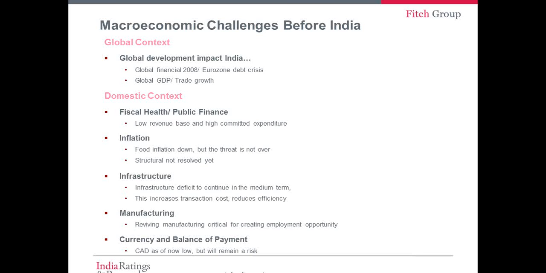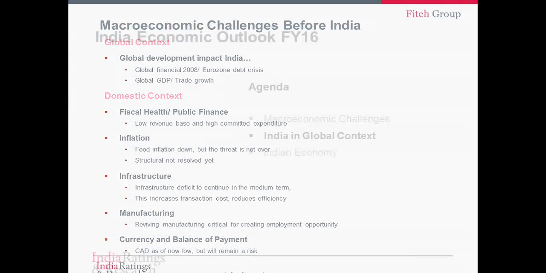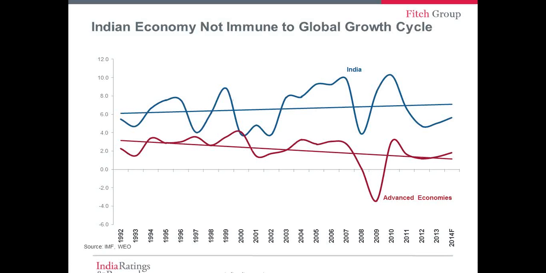So with these broad contours of the challenges that are in front of the country, let me move on to what's happening in the global economy. Now, this slide, which is on the screen at this point of time, gives you an idea as to how the growth in the Indian context has panned out over the last 20 years vis-a-vis the global growth, particularly in the advanced economies.